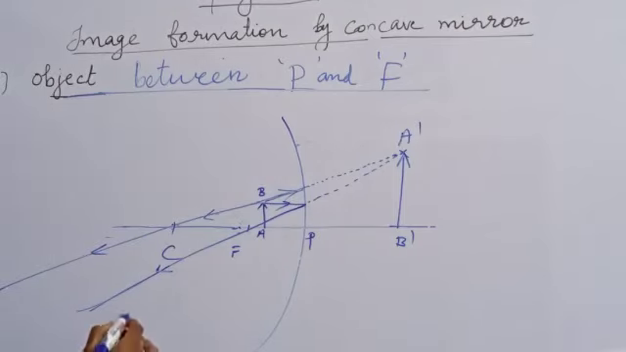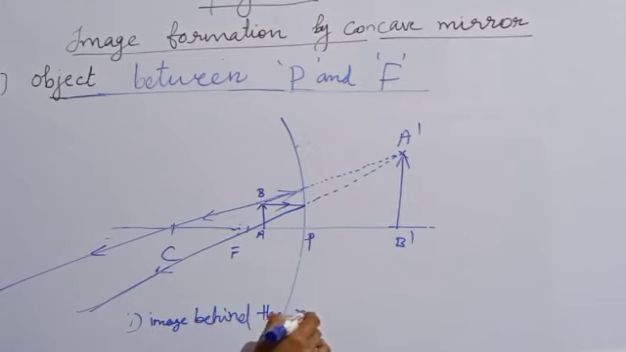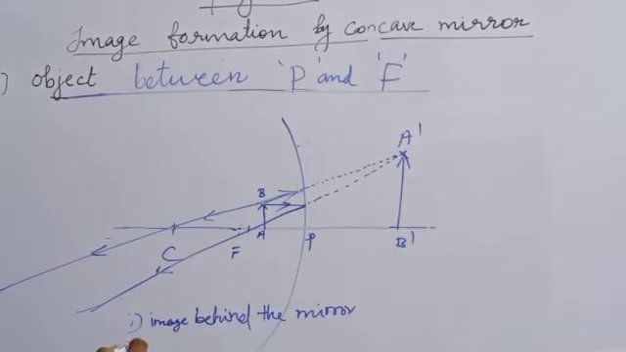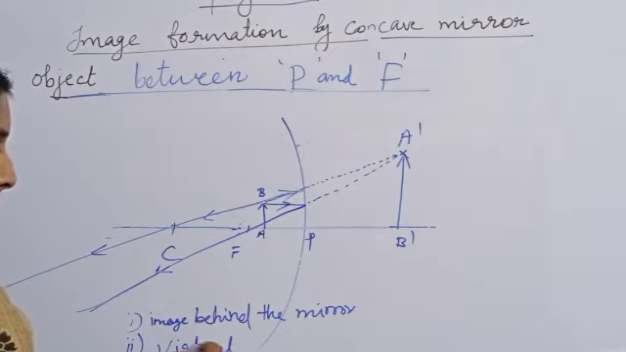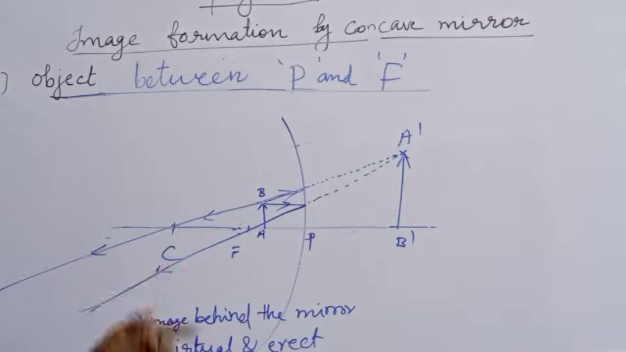The image is behind the mirror. Second one, the image is virtual and erect. Third one, the image formed is enlarged. This is a highly enlarged image. These are the characteristics of the image formed when the object is placed between P and F.